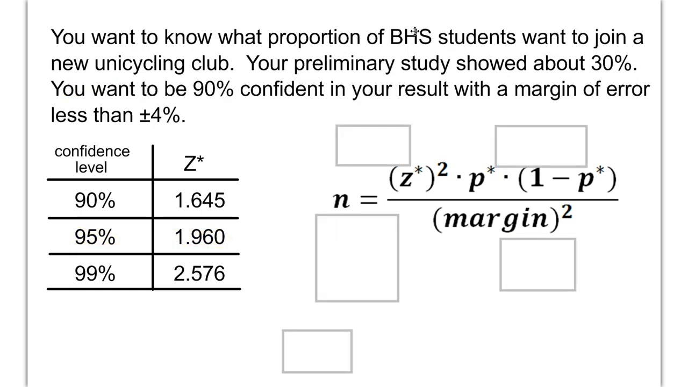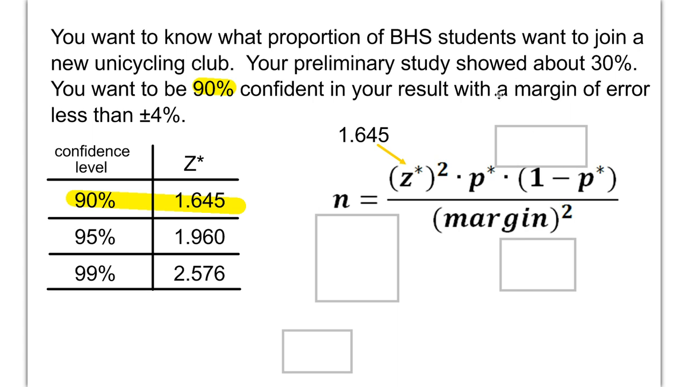Next example, you want to know what proportion of BHS students want to join a new unicycling club. Preliminary studies showed about 30%, and you want to be 90% confident in your result with a margin of error less than plus or minus 4%. So let's go ahead and start again with our confidence level. It says 90% confident. That's a z-star of 1.645. So we plug that in.